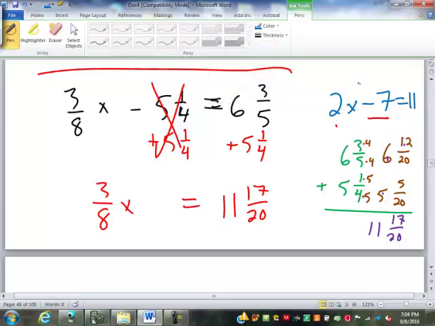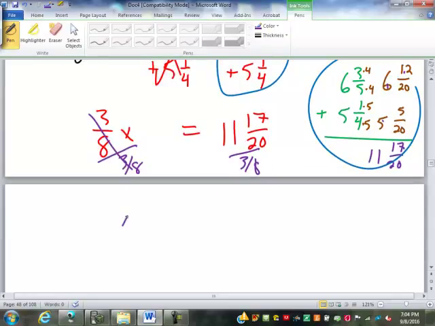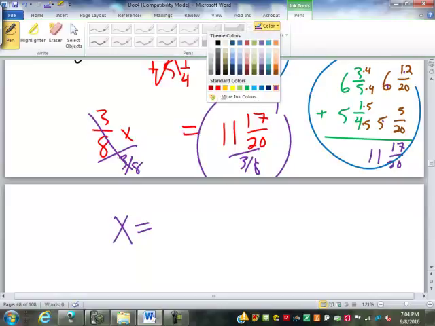I see some lost looks out there. Everybody okay? Yeah, all I did is, that's exactly what I did here. I just didn't write it all out. So next, what do we have to do? We have to divide by the 3/8. Good. So x equals 11 and 17/20 divided by 3/8. Well, let's do that.